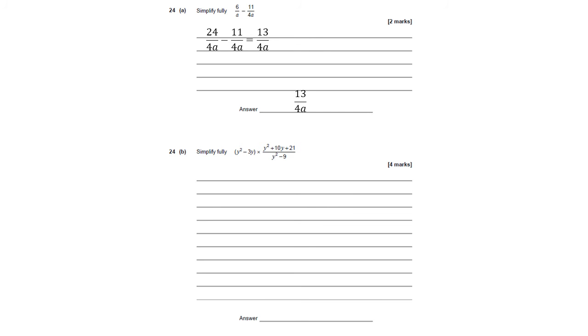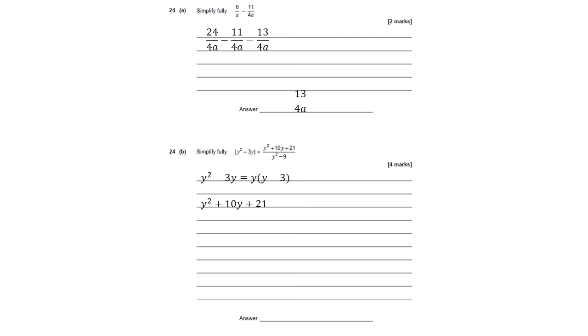For part B, we need to simplify fully y squared minus 3y times by y squared plus 10y plus 21 all over y squared minus 9. Let's look at what we can do with these different parts separately now. So the brackets at the beginning, y squared minus 3y, we can factorise a y out of that to give us y times y minus 3.